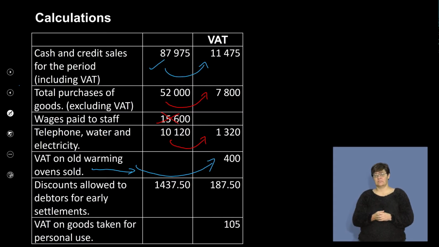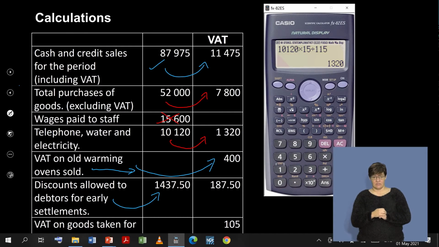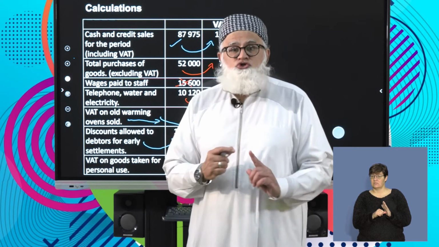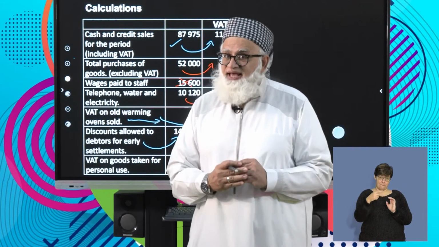Discounts allowed to debtors for early settlements was 1,437.50. Again, let's do a calculation there. Let's take the 1,437.50 times 15 divided by 115. We're going to get a figure of 187 rounded off. Let me check the calculation again. 1,437.5 times 15 divided by 115 will give me a figure of 187.50.